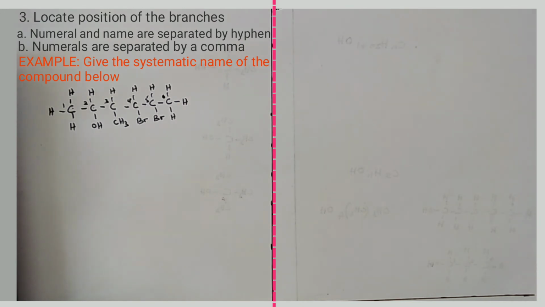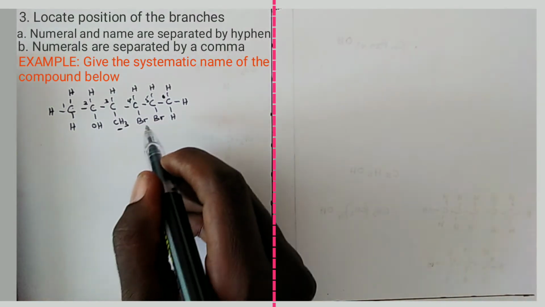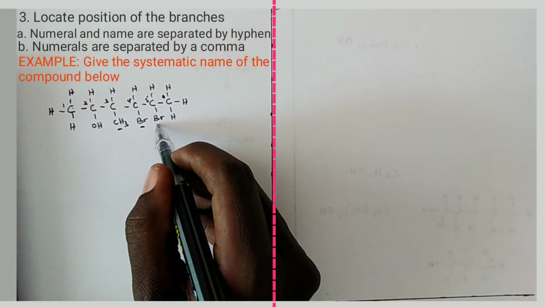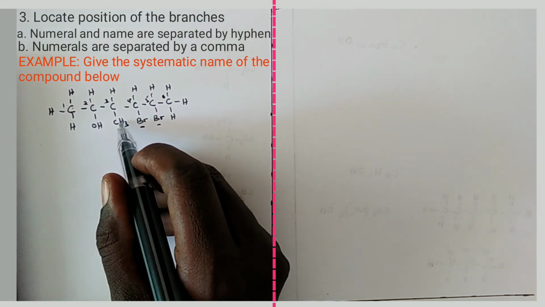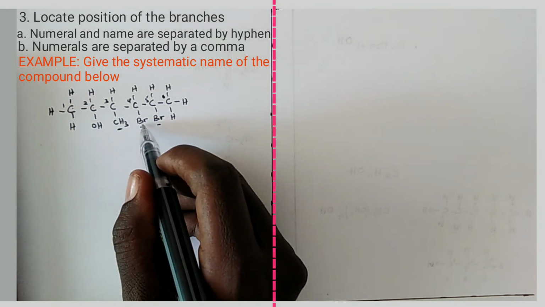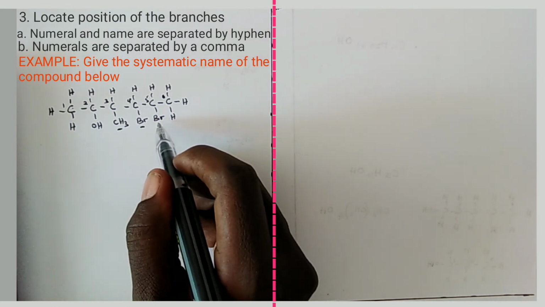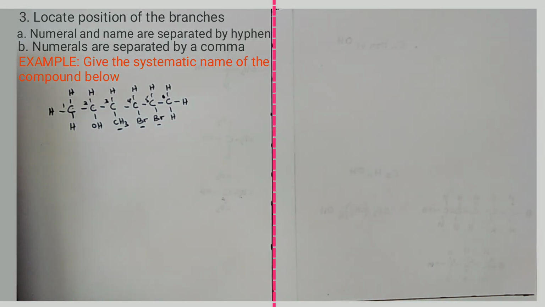Number 3, you are told to locate the position of the branches. So this one is a methyl branch, this is a bromo branch, and this one is a bromo branch. This methyl is attached to carbon number 3, so it becomes 3-methyl. This one is 4-bromo, and this one is 5-bromo. So it means you're going to have 3 branches: 3-methyl, 4-bromo, and 5-bromo.